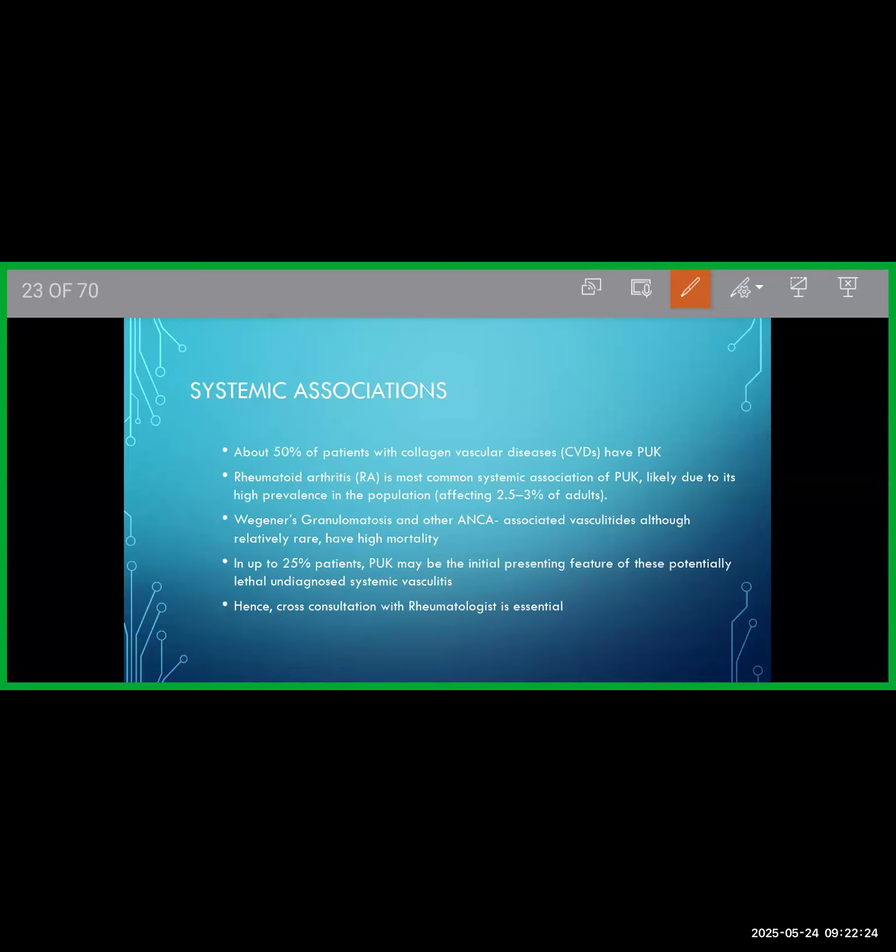Now, looking at the systemic associations, as I said earlier, about 50% of PUK cases have collagen vascular disease, and rheumatoid arthritis is the most common systemic association of PUK. Granulomatosis with polyangiitis and other ANCA-associated vasculitides, although rare, have high mortality. And it is essential that when we are seeing patients with PUK, we have a cross consultation with a rheumatologist or immunologist.